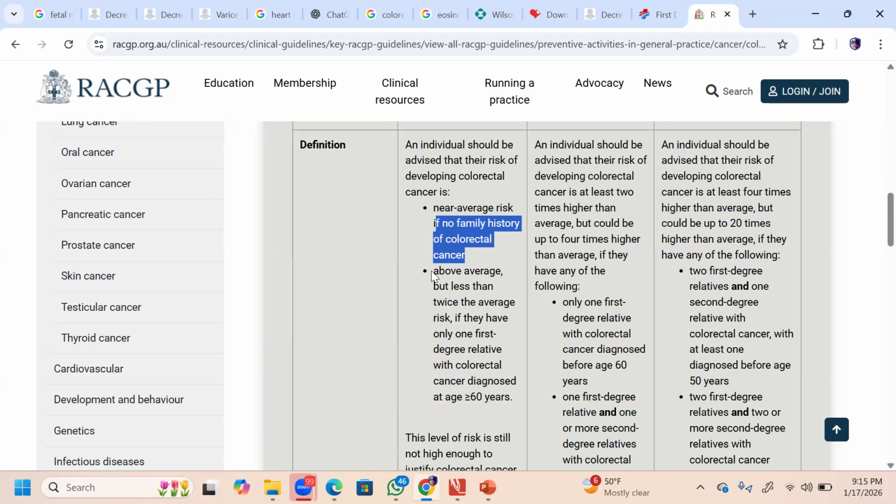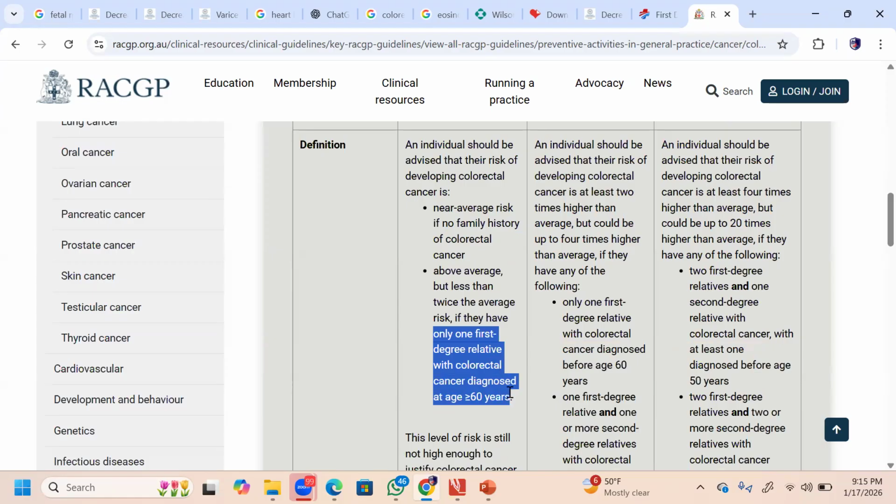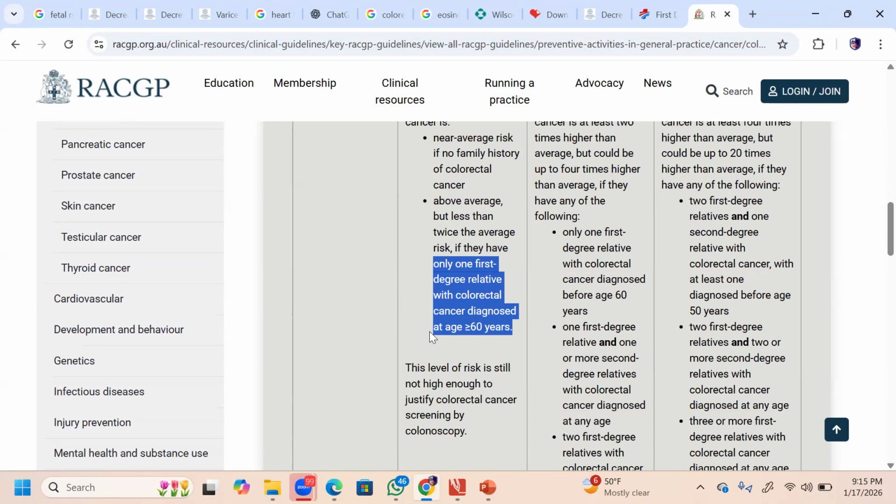But these patients, only a first degree relative diagnosed at an age greater than 60 years. So this patient belongs to category 1. No risk factor. After 60, the diagnosis of colorectal cancer, it means category 1.